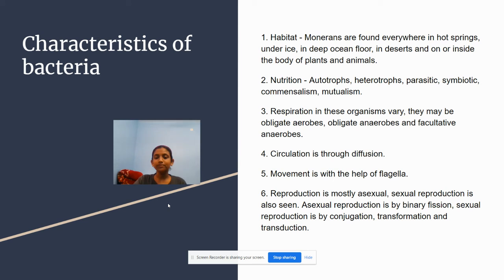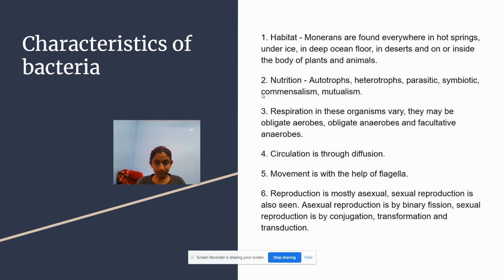Let us understand. Autotrophs do their nutrition by making their own food. Heterotrophs depend on others for their food. Parasitic means depending on a host cell for their food requirements. Symbiotic means a mutual relationship between two organisms, where one benefits the other and the other benefits the first. Commensalism and mutualism happen like this, as symbiotic processes.